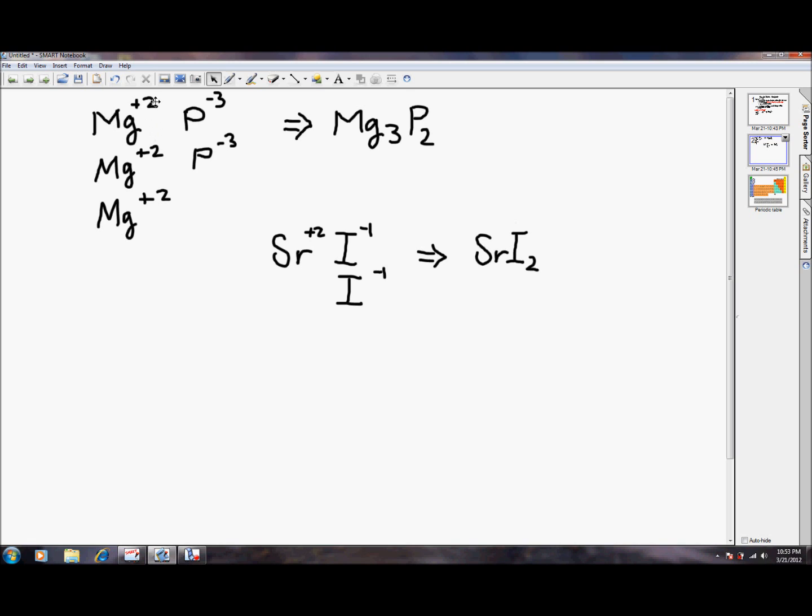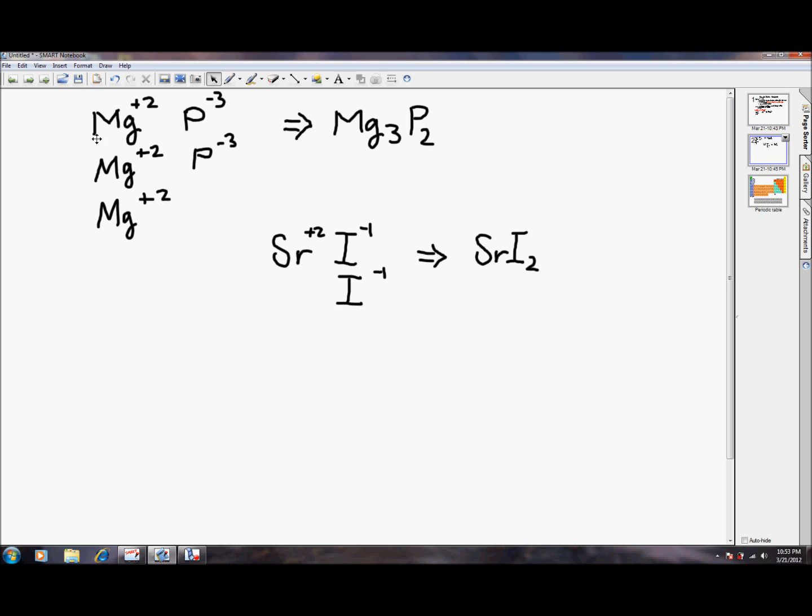Now, if you look very carefully, look at the numbers here. Magnesium is +2, phosphorus is -3. And then look at the compound, and you see magnesium 3 and phosphorus 2. Look over here, we have strontium 2, and I is 1. But in the compound, there's Sr. Remember, there's a 1 here, we just don't write it. It's just assumed it's there, I2.